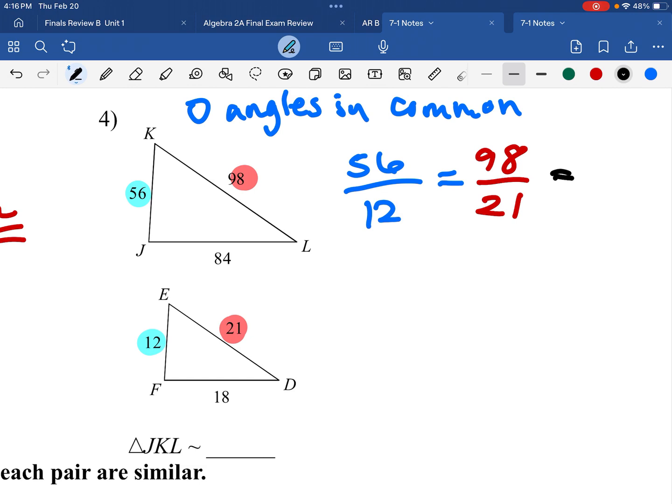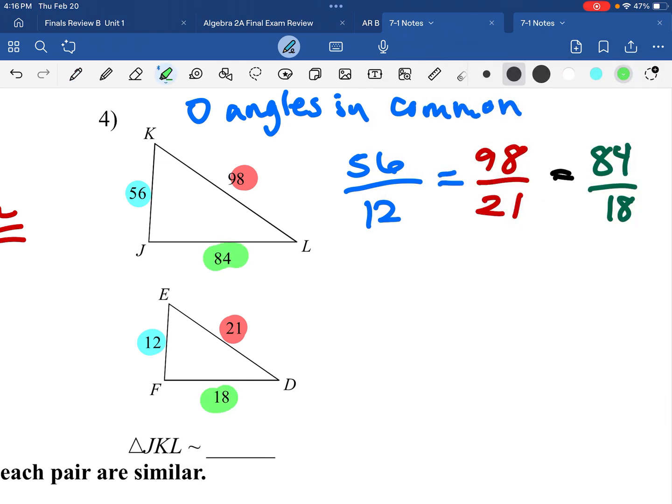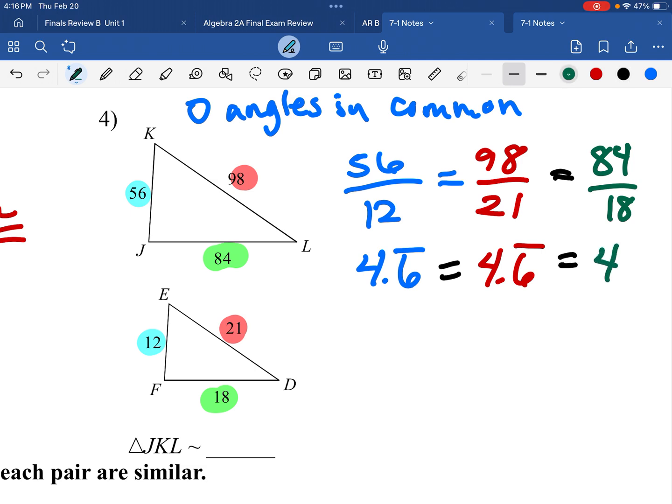And I'm going to see if that's equal to 84 over 18, by using 84 and 18, okay? Now, if I were to divide each of these, 56 divided by 12 is 4.6 repeating, and I'm using a calculator for that. And if I take 98 divided by 21, it's also 4.6 repeating. And if I take 84 divided by 18, it's also 4.6 repeating.